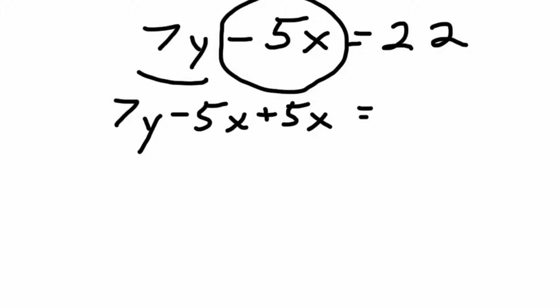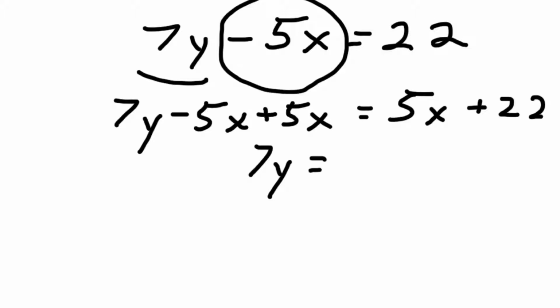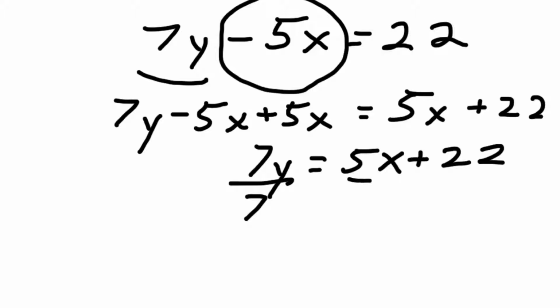So you remember me, I want to put the 5x in front. So 5x plus 22. It doesn't matter which side I put it, really. Okay, so then negative 5x plus 5x is 0, so we have 7y equals 5x plus 22. And we want to get rid of the 7, so we divide by 7, and that gives us what we're looking for, y equals.